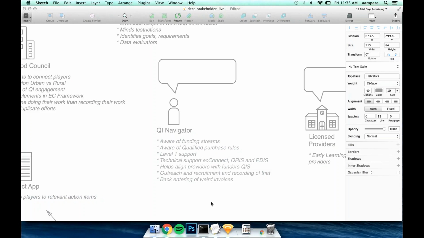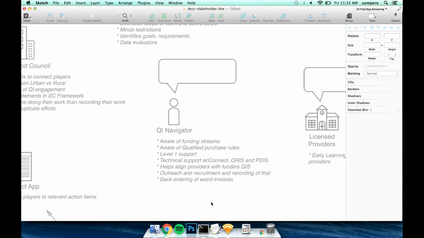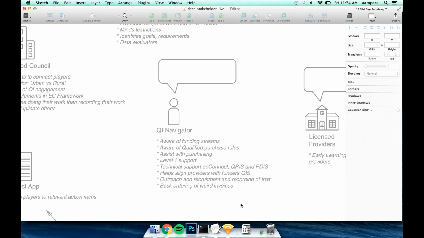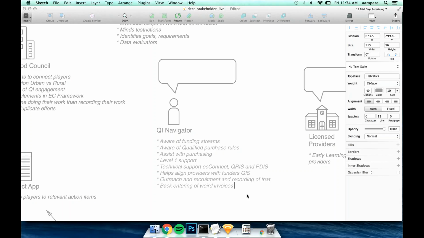Is that in there? The regular process? That's just sort of aware of qualified purchase rules and assist with purchasing. But there's a fairly good amount of invoices throughout the fiscal year that need to be back entered, and it's a time-consuming process. Wow. Okay, we should dig into that more during the observation phase, because back entry should hopefully be used rarely. Even if it's a Walmart. Great.